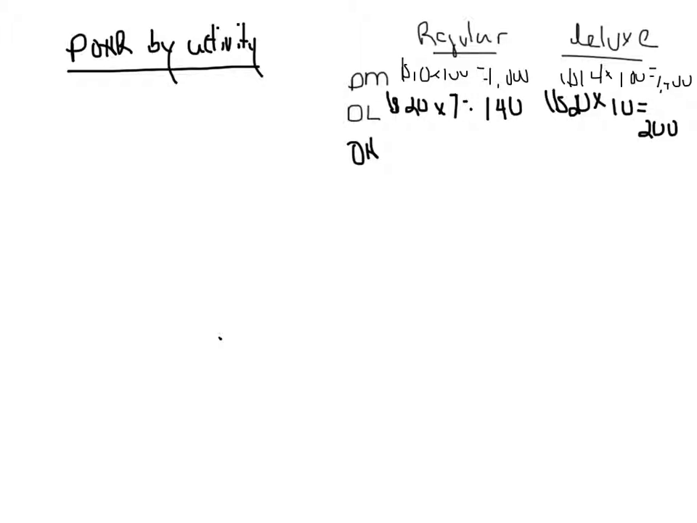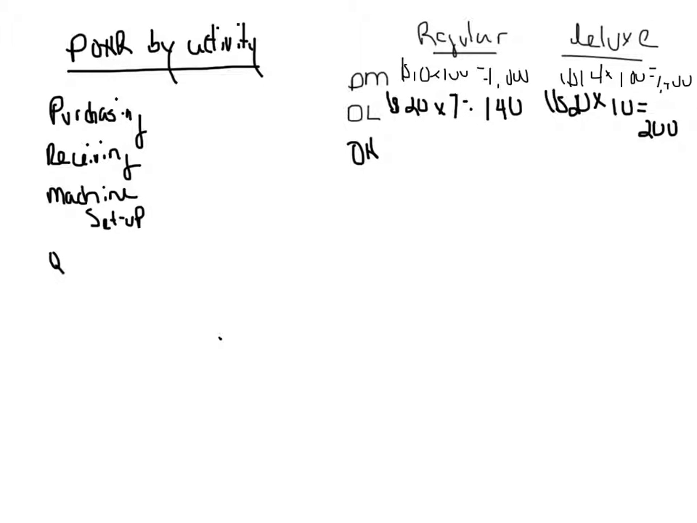So we have purchasing, receiving, machine setup, quality control. Okay, so you've got to set up your activities. Purchasing, receiving, machine setup, and quality control. I'm just going to say QC.